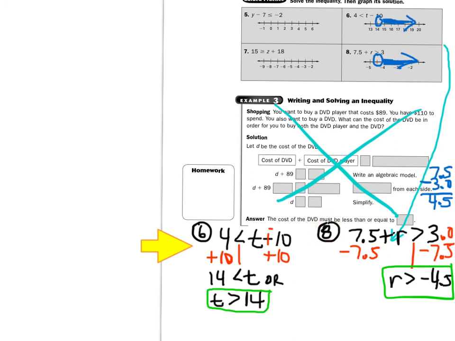Okay, take a look at number 8. 7.5 plus r is greater than 3. So I want to get rid of that adding 7.5. So I'm going to subtract 7.5 on both sides of the wall. Well, a positive 7.5 minus 7.5, of course, destroys each other. Bring the r down, bring the inequality down.